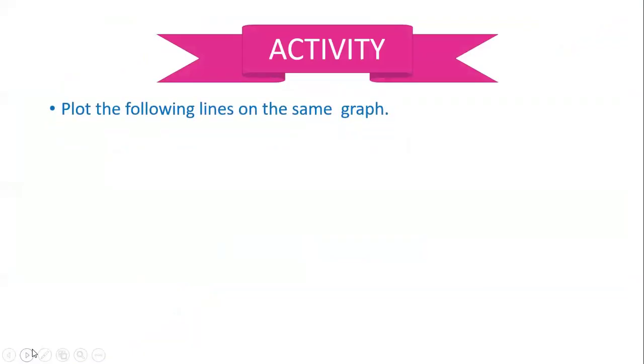We are going to plot the following lines on the same graph. That is my first line and that is my second line. But I don't know whether we have to do it together or you can first do it as an individual. What do you think? Let me know through the chat. Should we first do it together, or individually?